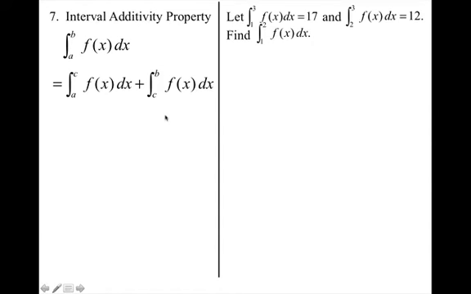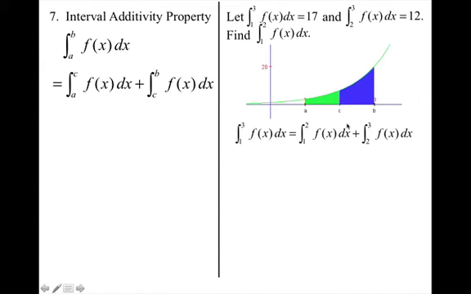add it up. So, for our example, if we let the integral from 1 to 3 of f of x equals 17, and let's also let the integral from 2 to 3 of f of x equals 12. We want to find the integral from 1 to 2 of f of x dx. So, what this means graphically is that this total area from A to B is 17. And the area from 2 to 3, or C, is 12. We need to find this extra little area.